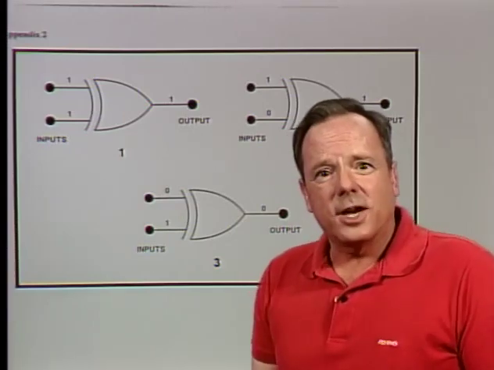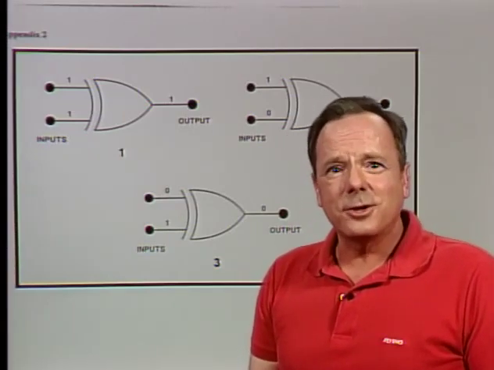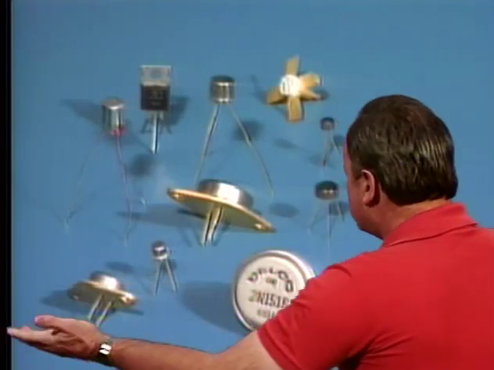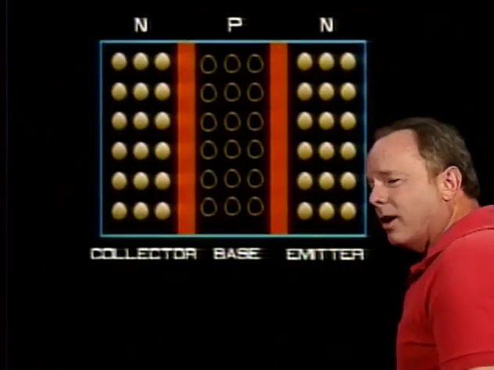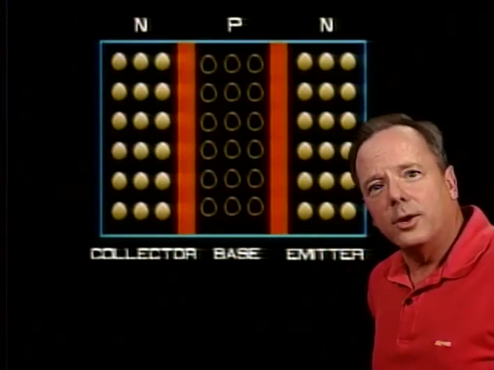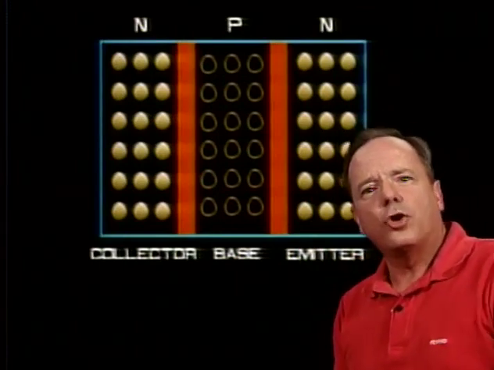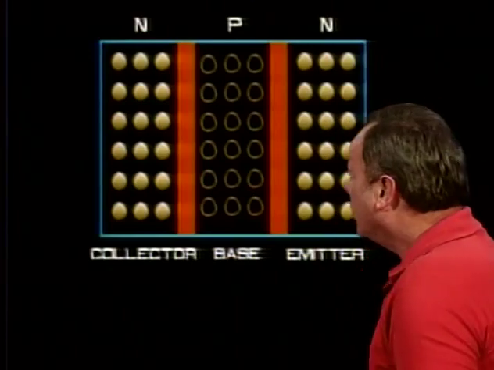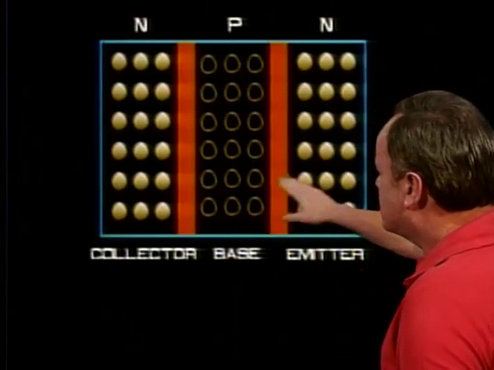Now, integrated circuits, as you know, often contain transistors, and it would be helpful to you on the test to understand how a transistor works. Here's a whole bunch of different kinds of transistors, but let's take a look inside a transistor and see if we can figure out how they work. Now, transistors, as you probably already know, are made of silicon material that is doped with another kind of material to change the characteristics of the silicon.